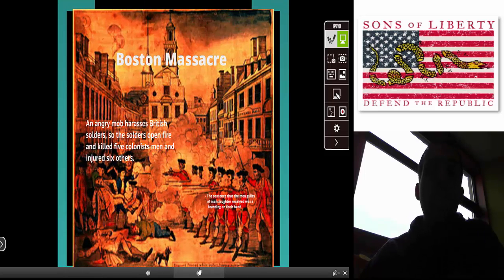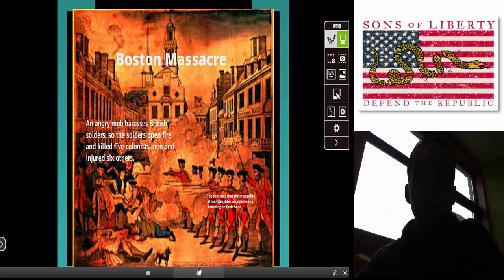Okay. Now, the Boston Massacre. Now, when you think massacre, you think like hundreds of people killed. In this one, there were only actually 5 casualties. But a casualty is a casualty, though. So, in this, the angry mob harasses the British soldiers. So, the soldiers opened fire and killed 5 colonists and injured 6 others.